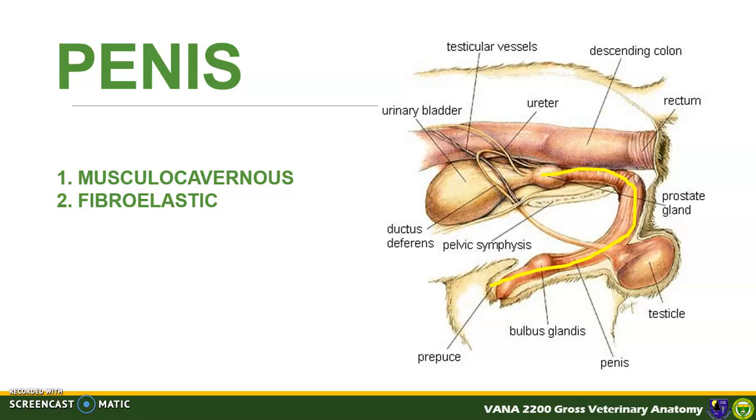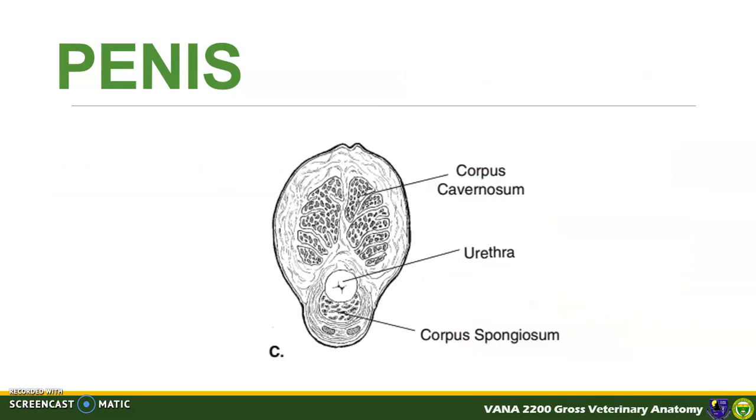On the other hand, the fibroelastic type penis contains large amount of connective tissue and elastic fibers, but limited erectile tissue. It contains a sigmoid flexure, and most of the increase in the penile length is actually due to the straightening of this sigmoid flexure. This type of penis is present in male ruminants like bull, buck, and ram, as well as in male pig called boar. Again, the penis of dog is classified as musculocavernous type.